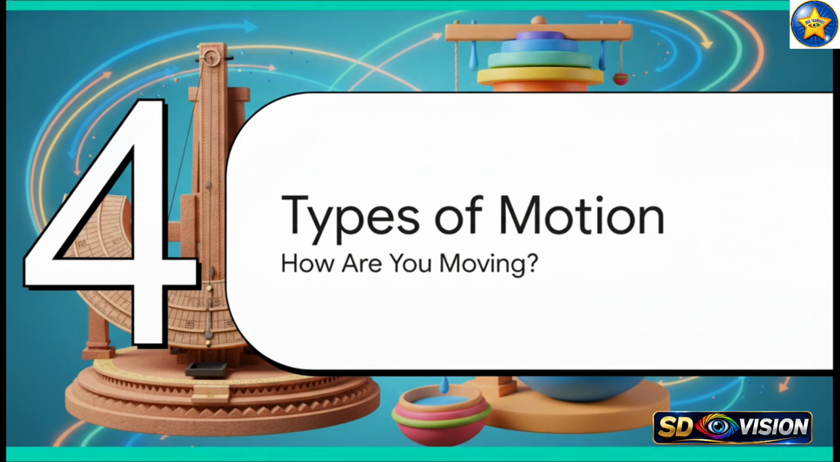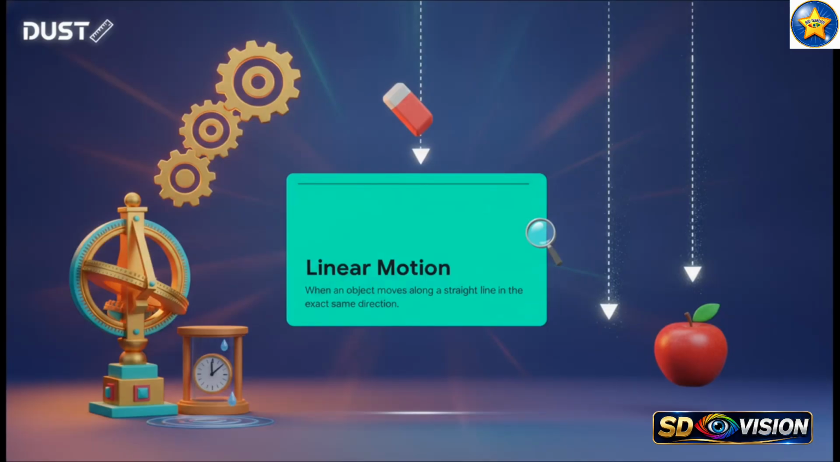Section 4. Uniform vs. non-uniform motion. How are you moving? Now we've got the math down, let's talk about what motion actually looks like out in the wild. First up, we need to define linear motion. This is super simple. It's just when an object moves in a straight line, continuing in that exact same direction without turning at all. If you hold an eraser in front of you and drop it, it falls straight down to the floor. Boom, linear motion.